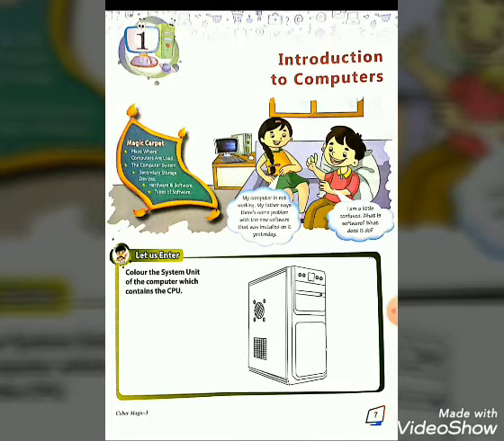Today we are going to continue the rest of Chapter 1, Introduction to Computer.